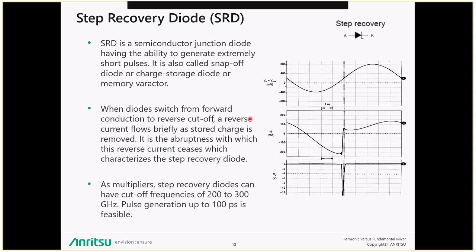As multipliers, these step recovery diodes can have cutoff frequencies of some 100 gigahertz, like 200 or 300 gigahertz. And pulse generation down to 100 picoseconds is feasible.